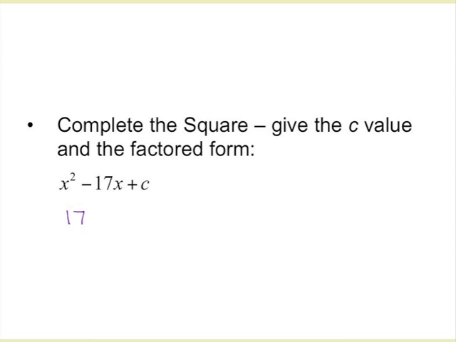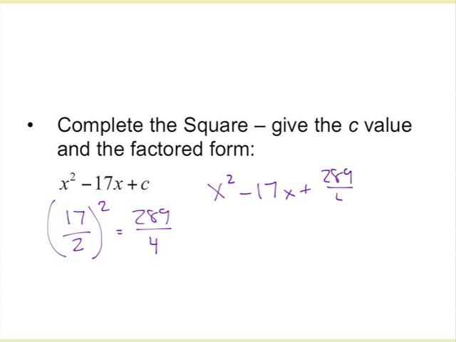So we're going to take b over 2 and square it. When we square a fraction, we square the top and we square the bottom. I have no idea what 17 squared is. What is it, 289? Yes. Okay. Over 4. And that's our c value. So x squared minus 17x plus 289 over 4.